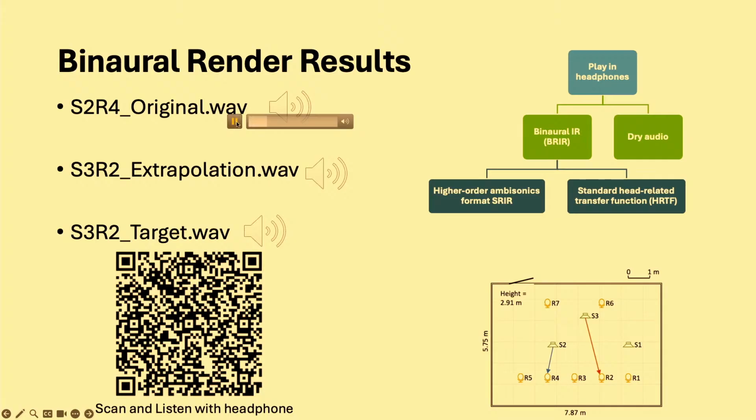Only the direct sound without any acoustics. This is the origin sound before the rotation. Only the direct sound without any acoustics. This is the generated sound with our method. Only the direct sound without any acoustics. This is the target. So we hope these two sound similar in this end.